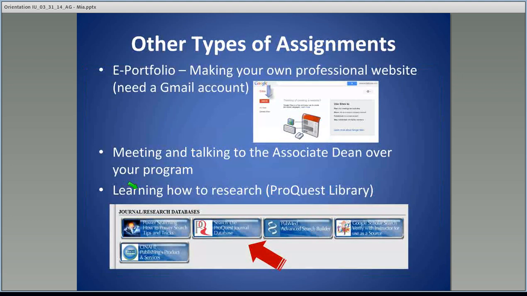Now some other types of assignments that you'll have during your first class are an e-portfolio, where you'll be making your own professional website and you'll need a Gmail account for that, but we can help you out when you get to it. Now, you'll also be meeting and speaking with the associate dean, who's an expert in your program. So for example, if you're in the graphic arts program, this is someone who's worked in that field for years and years. Same goes for respiratory therapy or any of our other programs. Now, you'll also be learning how to research using our ProQuest Research Library. This is a useful tool for writing papers on a college level.